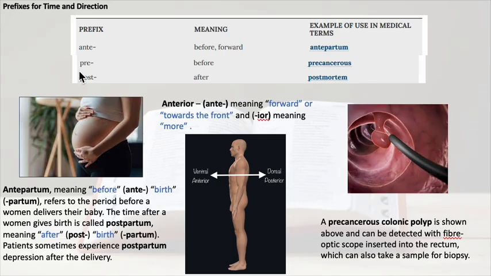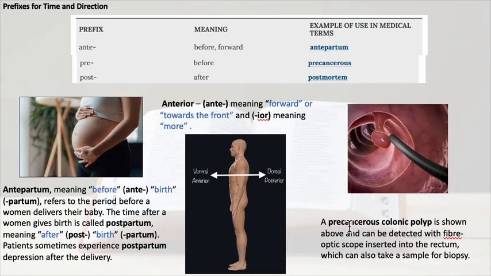Now, we've just covered ante and post, but pre and post are common prefixes that are used in opposite ways. So pre being before and post being after. So a precancerous polyp is shown above, and this is showing an image of the colon. And a polyp, as we said previously, is a growth of cells in a particular region. In this case, this polyp is present in the colon.